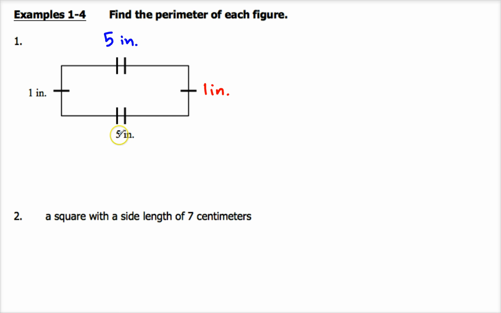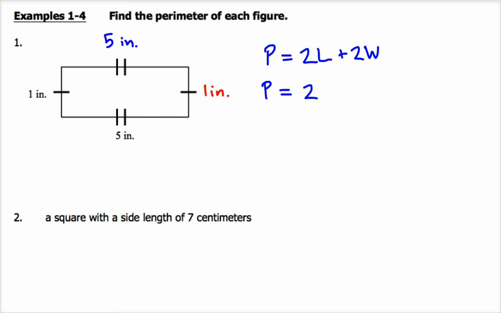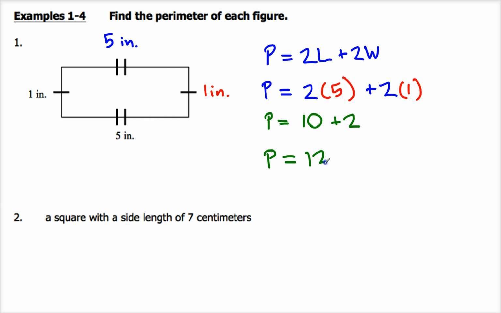So the length of this rectangle is the longer side, 5 inches. My width is 1 inch. My perimeter formula for a rectangle is 2 times length plus 2 times width. So I'm going to be taking 2 times 5, my length, plus 2 times W, my width. Using order of operations, the perimeter would be 10 plus 2, or 12. Again, we have to put labels on all of our perimeter answers, so this would be 12 inches for my perimeter.